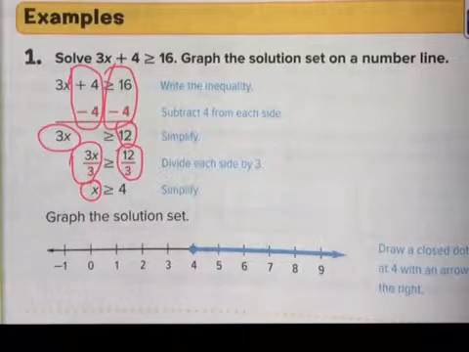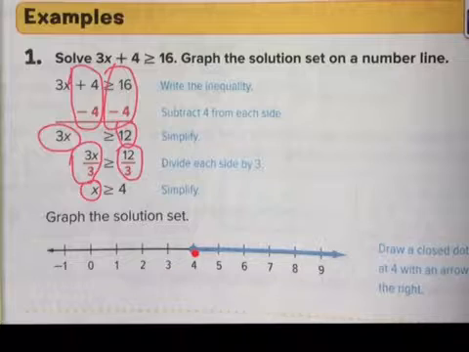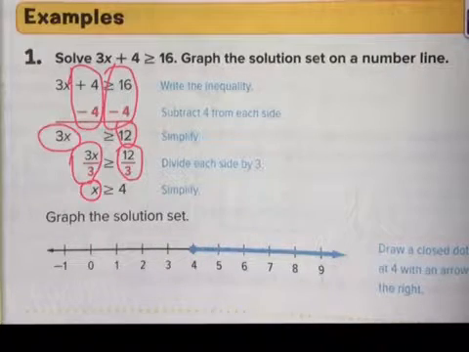Graph the solution. You see it's a filled-in dot, it's colored in. It's not hollow. If it's hollow, it means it wouldn't equal the number, but because it equals it, it's colored in, and the number can be anything greater towards this side.